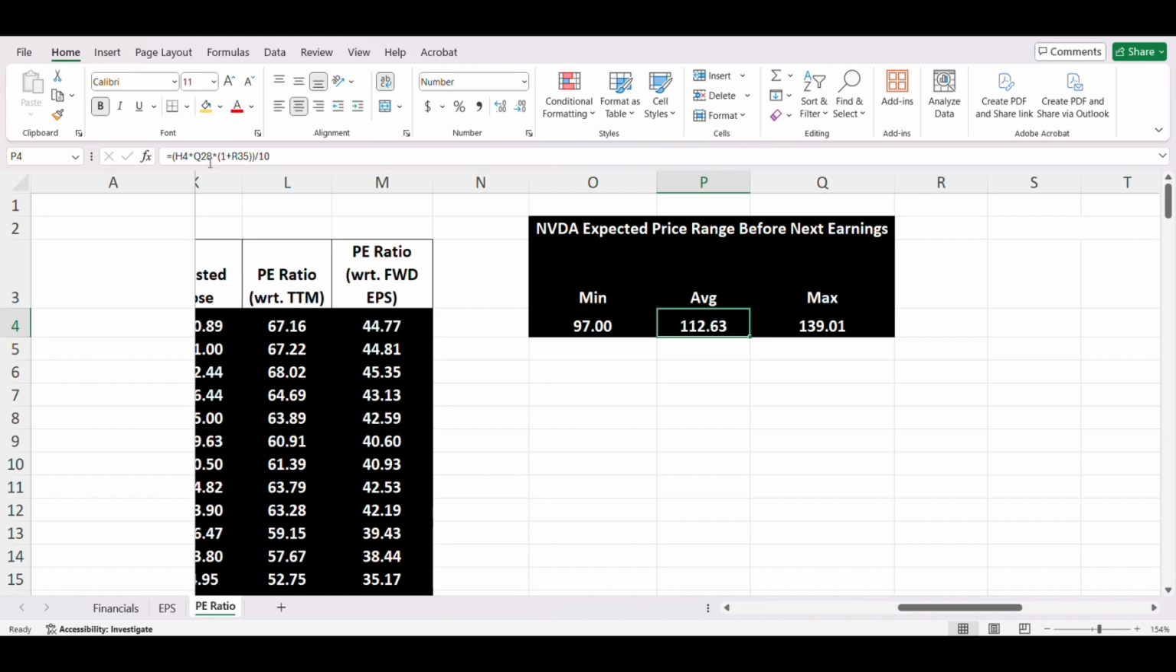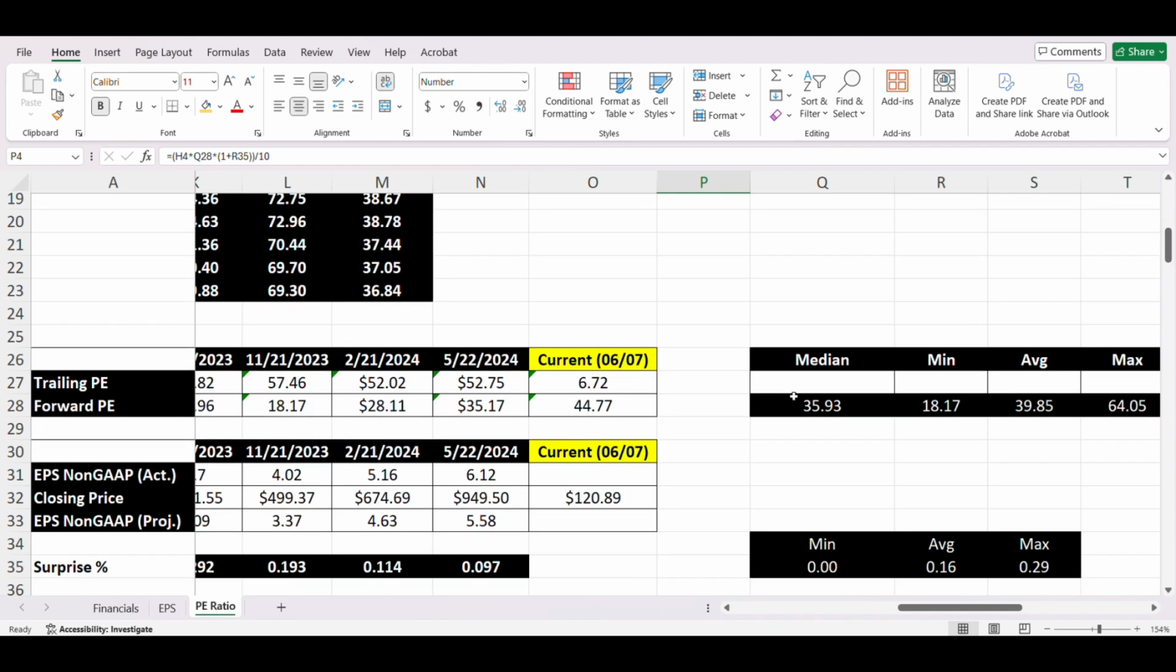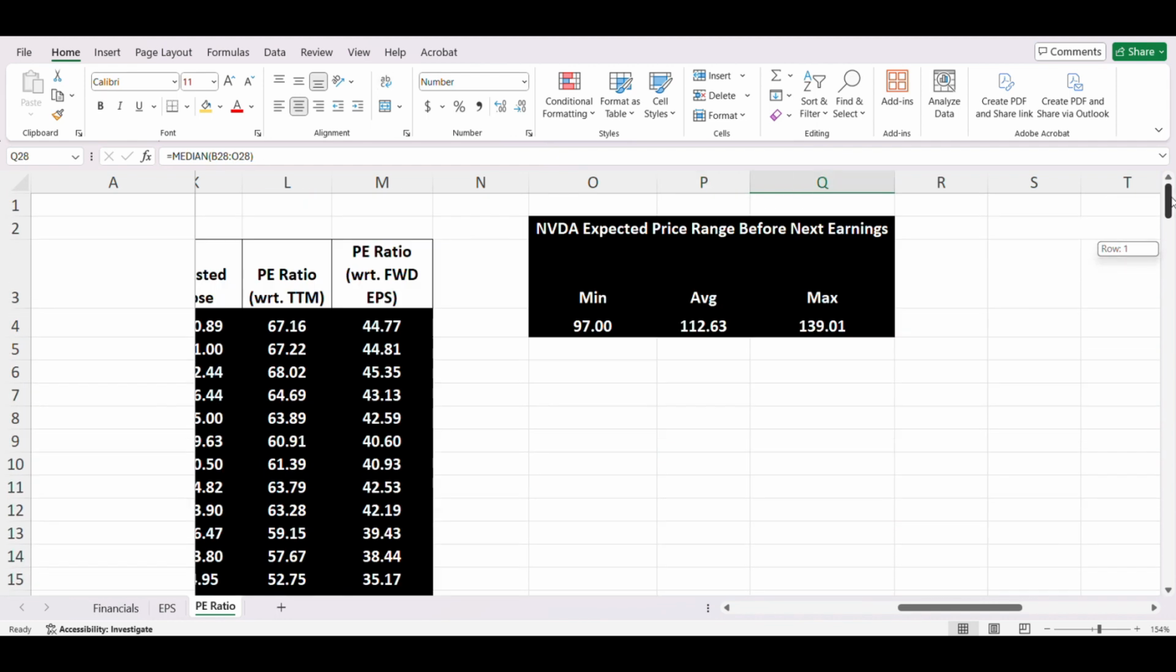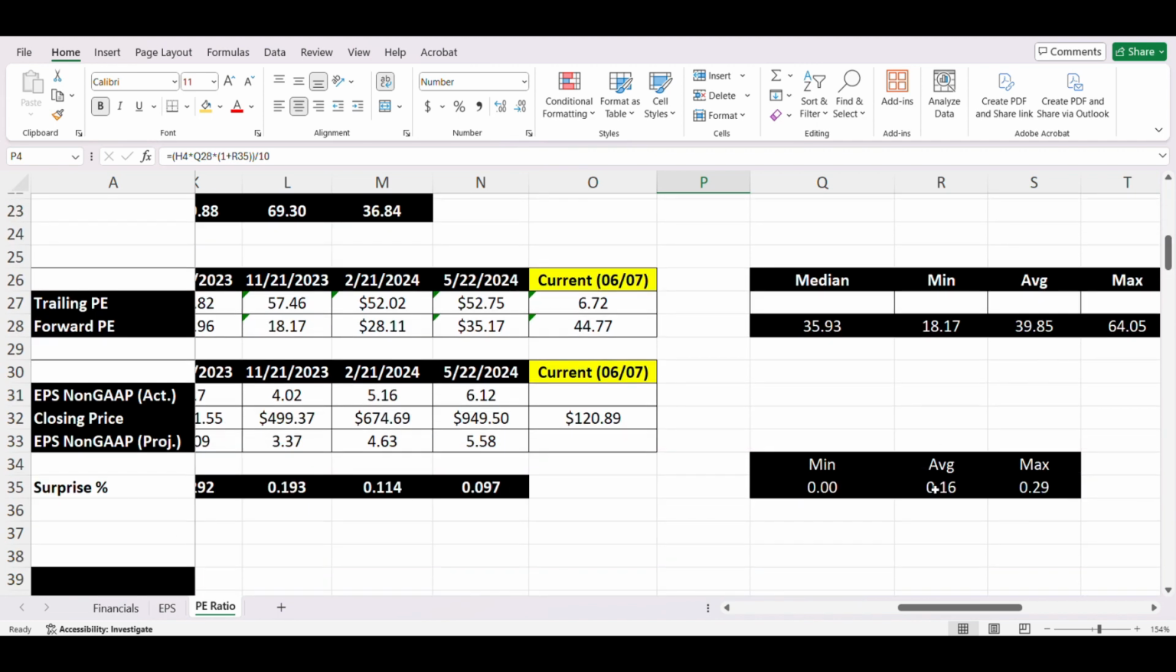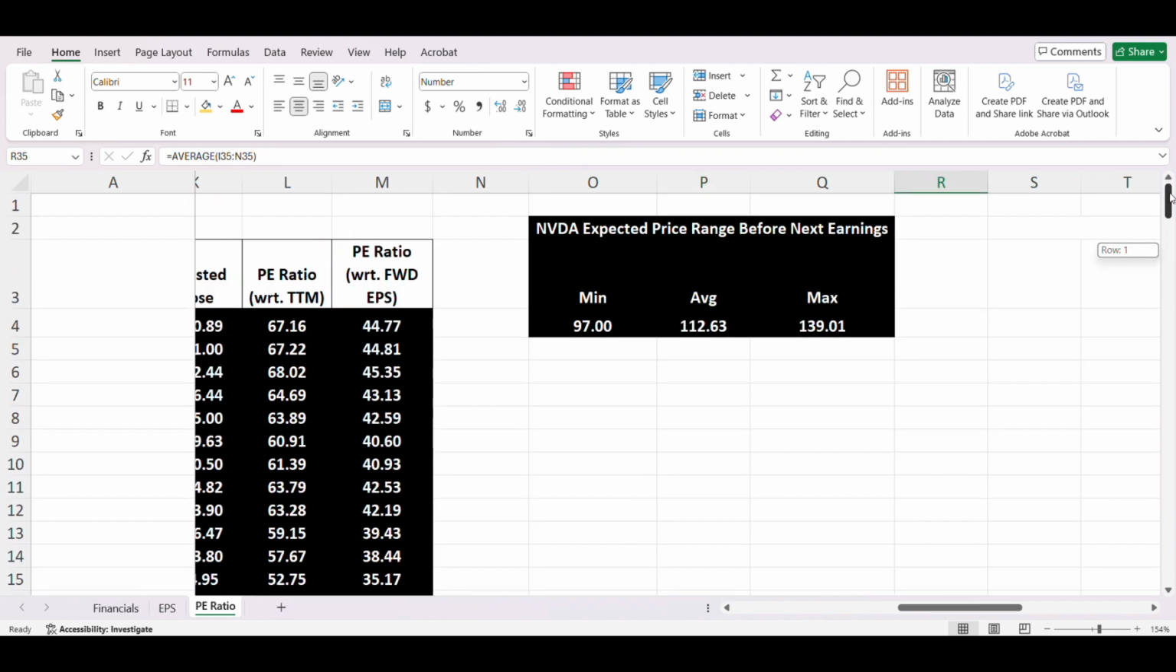And for the average, same formula, that is EPS forward, that is H4, and then Q28, that is the median value for the forward PE for the last 12 quarters. And the third factor is 1 plus R35, and that is the average earning surprise for the last 6 quarters. And then divide by 10 because we got the 10 to 1 split. So that gives me the average Nvidia stock price, 112.63.